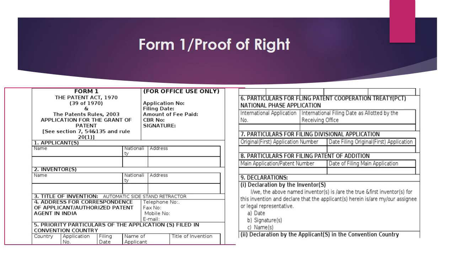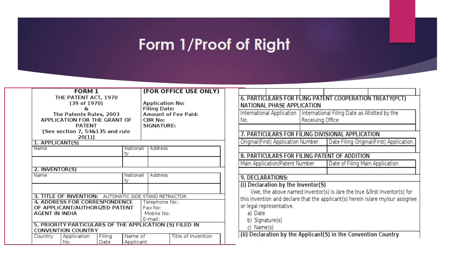Then priority details, these are for convention countries. So suppose someone is coming from outside and filing in India, then they need to fill this for point number 5, point number 6, point number 7. Point number 7 is basically for divisional application. So there is one more type, that is divisional application. That is totally different. We will not talk about that. Then point number 8, particulars for filing patent of addition. So like divisional, there is also patent of addition.